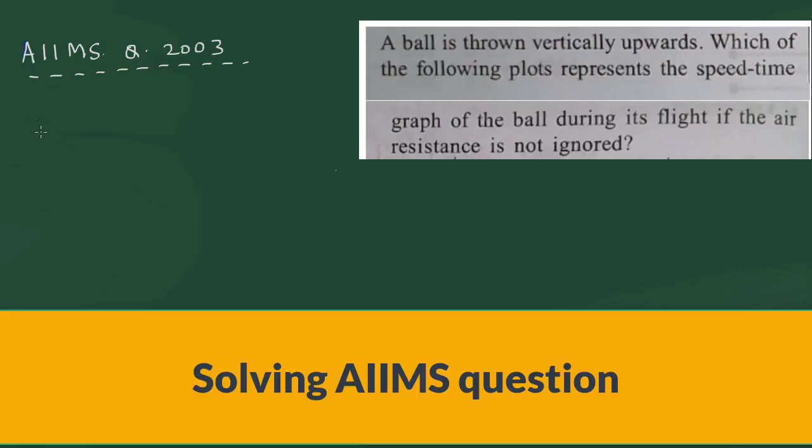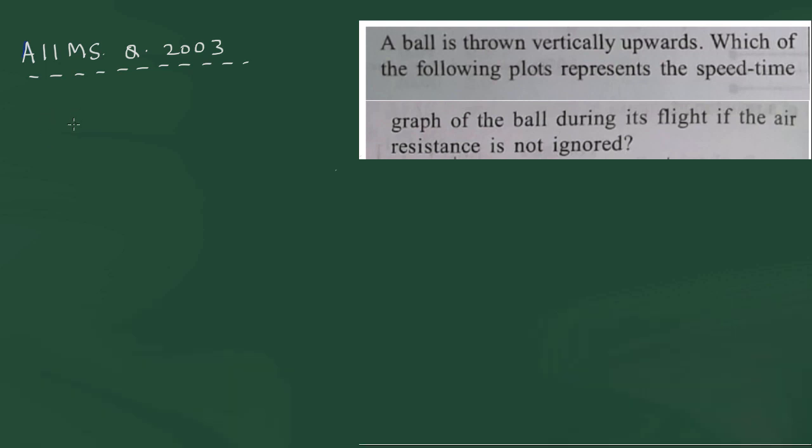So here we have one question from the AIIMS entrance exam. Probably this is sometime in 2003. The question is this: a ball is thrown vertically upwards. Which of the following plots will represent the speed time graph of the ball during its flight if the air resistance is not ignored? So you can see the question. Now the points you have to remember. The first point you have to remember from this question is that the air resistance is not neglected.